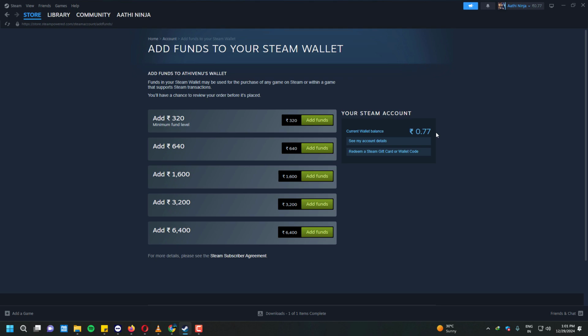We need a way to round this thing up, but in order to add funds to my account, it's asking me for a lot of money. In my country, there are some services to buy Steam gift cards. I can even buy a gift card for 100 rupees, which is way cheaper than adding Steam wallet funds. So I'm going to claim my gift card here, so I may have some amount to round it up.